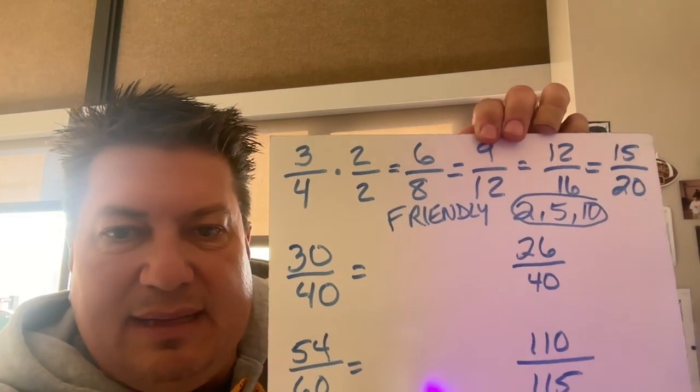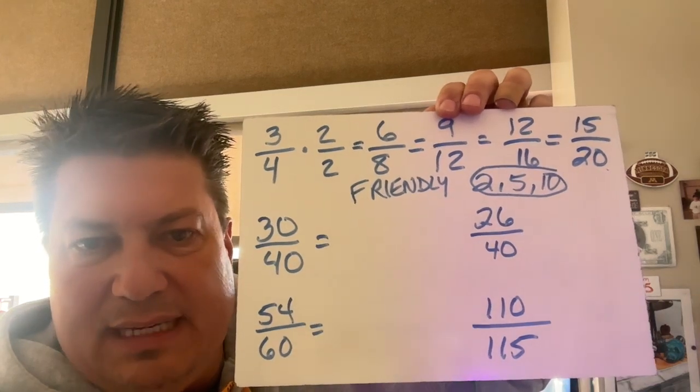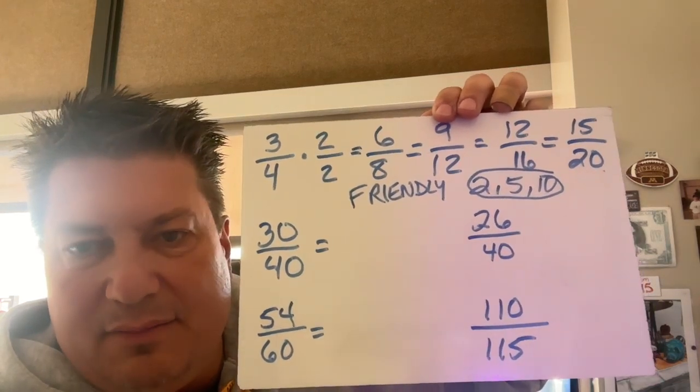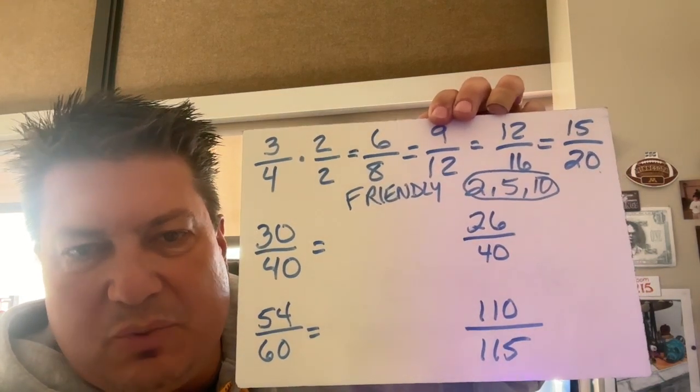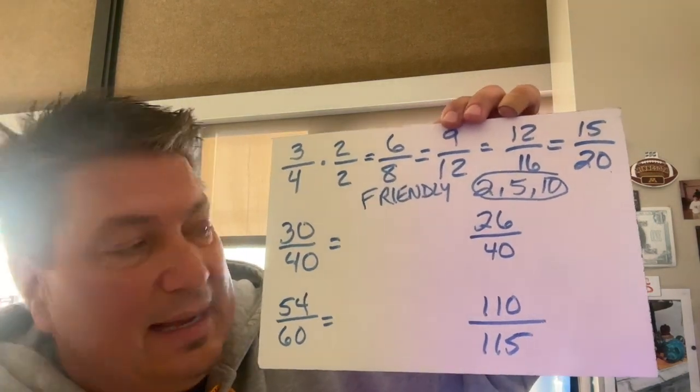People don't oftentimes have a problem cutting numbers in half. Like 30, if you cut it in half, you have 15. 40, if you cut it in half, you have 20. So you'd have 15/20. But that isn't done. And we're not done with that.